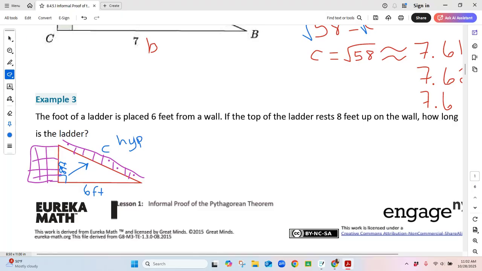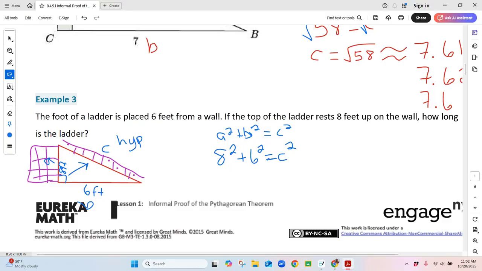I'm going to still follow the same steps. 1, identify parts of the triangle. Done. 2, write the Pythagorean theorem. 3, substitute and solve. It doesn't matter which is my A and which is my B, but I'm going to label this side over here as A and this one down here as B. So my A is 8, my B is 6, and it equals my C.